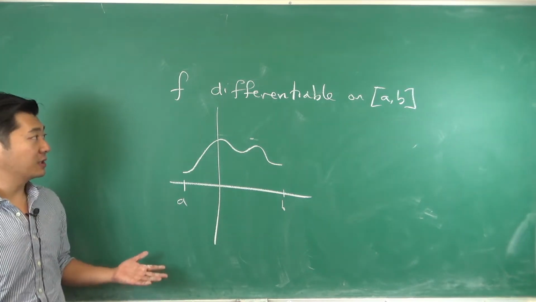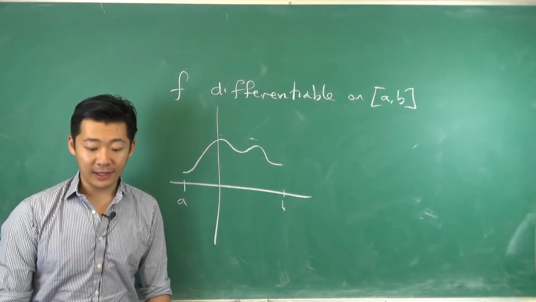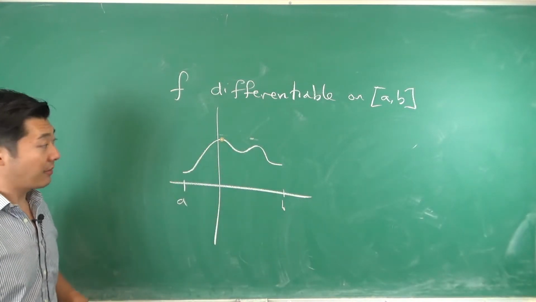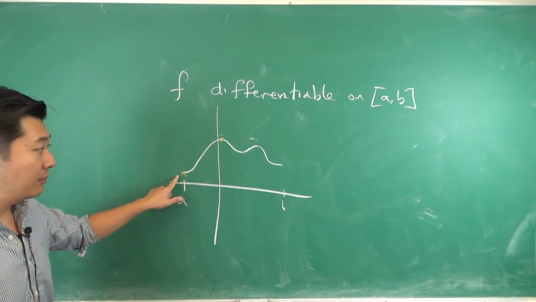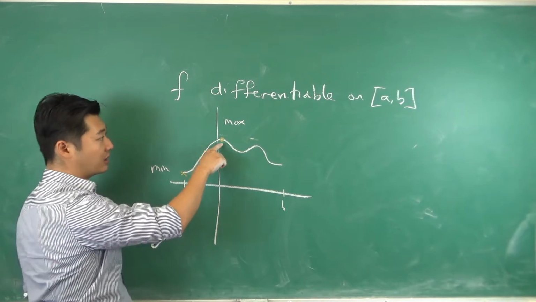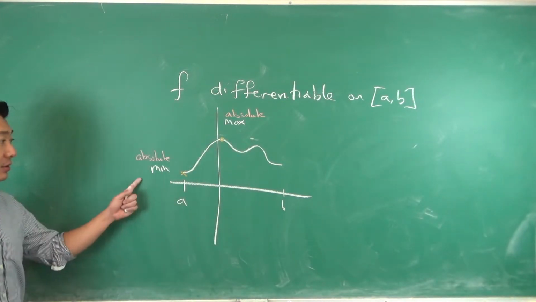Suppose we have a differentiable function f. We want to find the maximum and minimum value. So just by looking at this, we can tell that this point is a maximum, and this point on the endpoint will be a minimum. To be more precise, this will be called the absolute maximum, and this will be the absolute minimum.